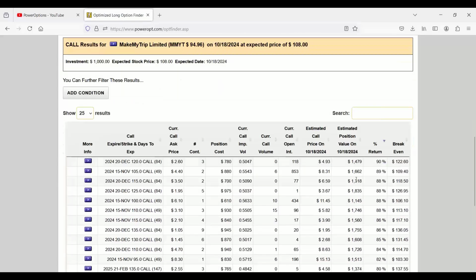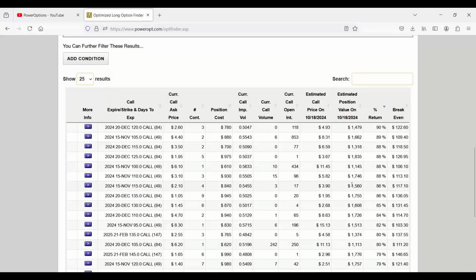In that instant, what the long option finder did is it went out and looked at every available option on the chain for my underlying security. Based on my investment amount, it calculated how many contracts I could buy for each one, what the current position cost would be, what the expected value of that option would be on October 18th, my selected date, and which one is going to give me the best bang for the buck, the highest percentage profit if I went ahead and entered any of these positions.